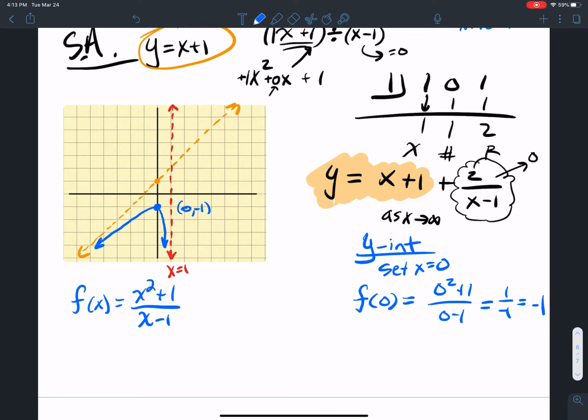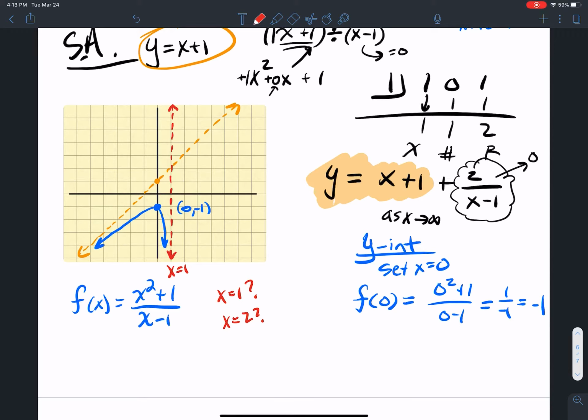Okay. Can I plug in x equal to 1? No, it's a vertical asymptote there, so it's undefined. So if I plug in 1 here, we're dividing by 0, which is bad. So maybe try plugging in a 2. So I know, like, does my curve do this? Does it do that? What does it do, right?